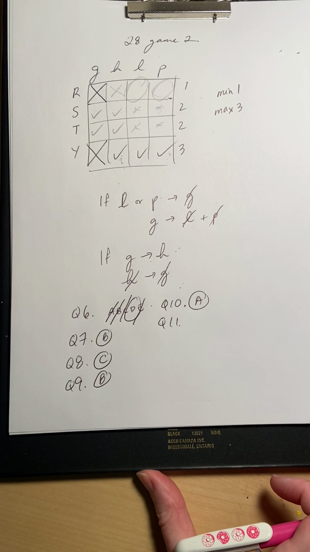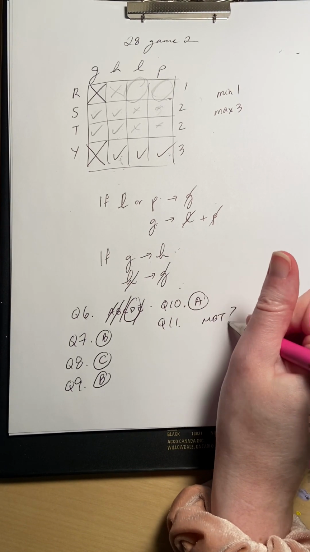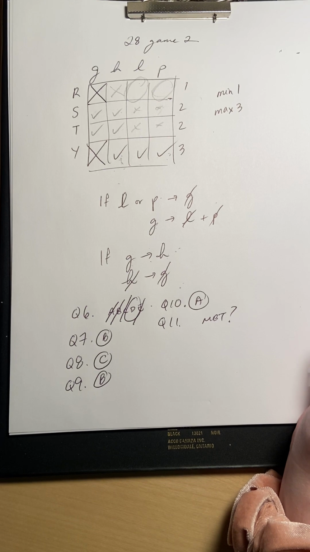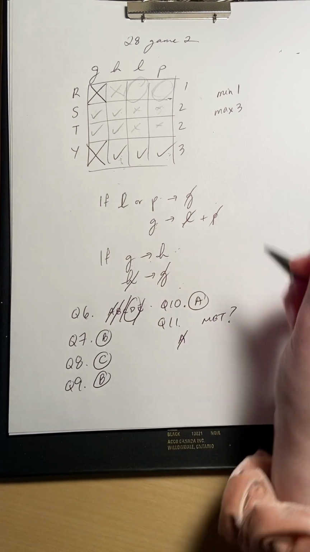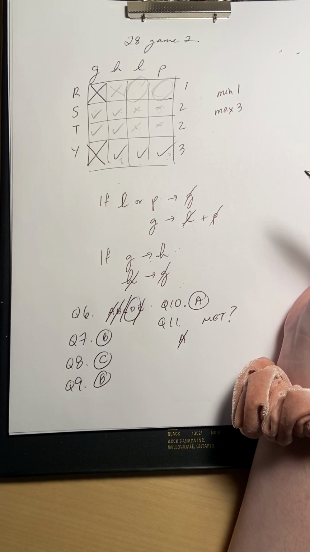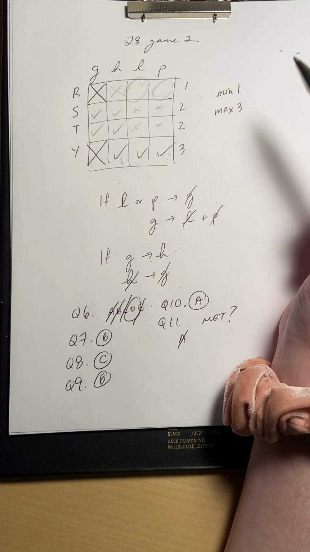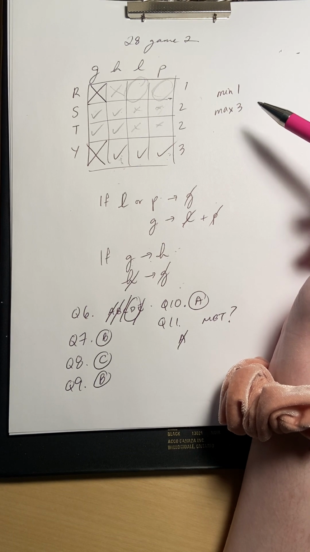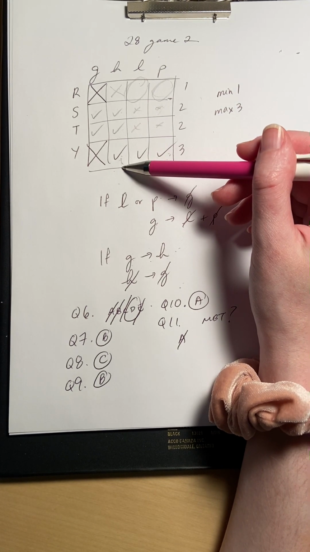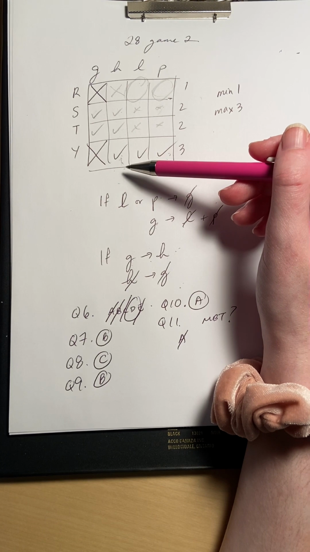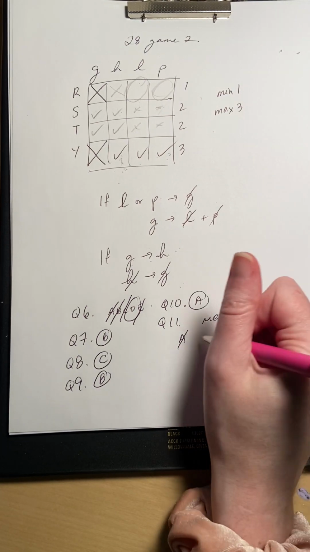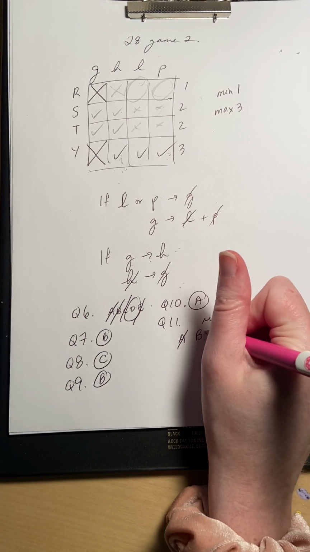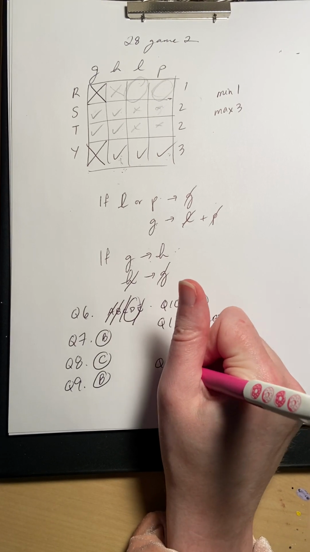Question 11, which one of the following must be true? Fewer of the languages are learned by the historian than by the paleontologist. That doesn't have to be true. We've shown that here. Fewer of the languages are learned by the geologist than are learned by the historian. That does have to be true. So everything the geologist learns, the historian also has to learn, and the historian will always learn at least one more than the geologist, because the historian learns Yoruba and the geologist does not. So B is the correct answer for question 11.